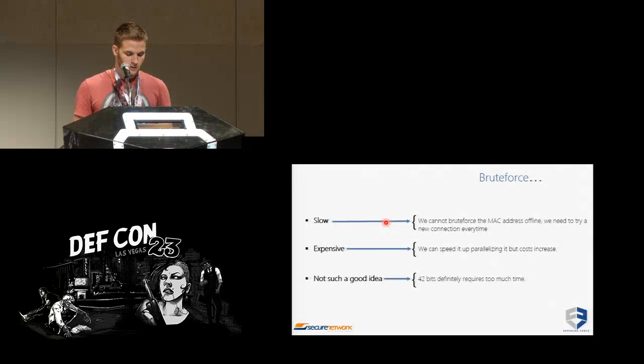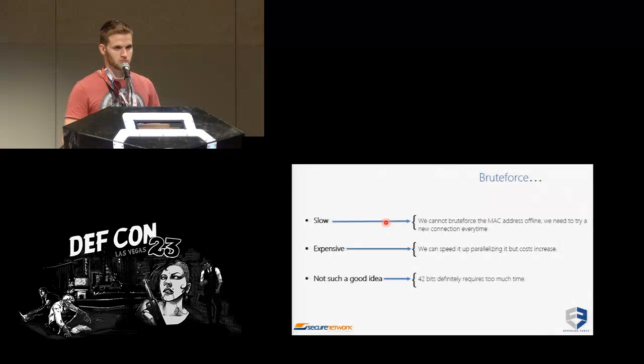So we said that brute force is slow because the MAC address cannot be brute forced offline. We need to create a new connection each time with a new MAC address, and it takes a lot of time. It is expensive because we can try to speed up the process by parallelizing, having more Bluetooth dongles and creating a new connection with each dongle, so we have to buy a lot of dongles. And as I said before, it's not a good idea because we need to brute force like 42 bits of data each. Not possible after all.